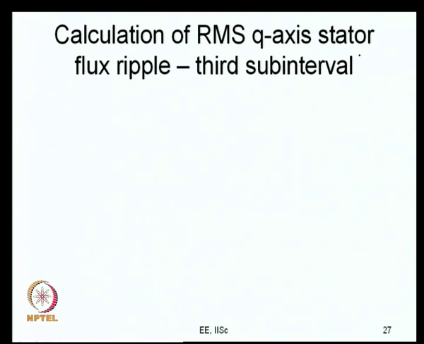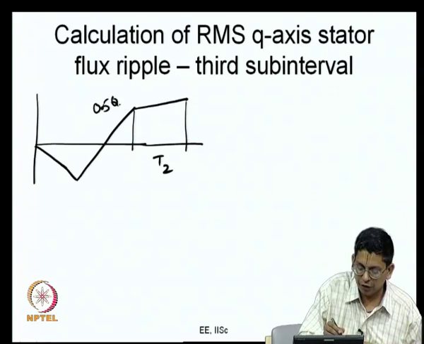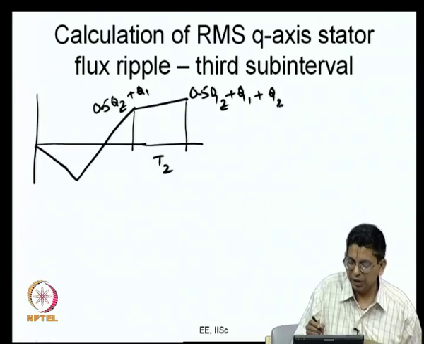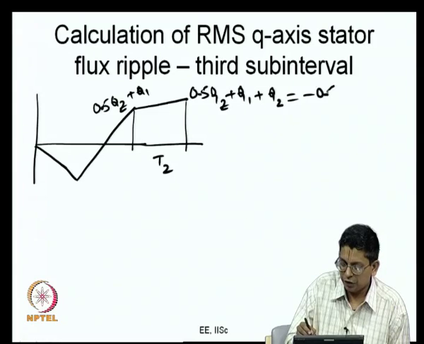The same way, if you go to the third subinterval, it will look like this. It changes like this and then it goes up. The third subinterval, in the specific example we found, was more or less flat. This is T1. Here you have the value 0.5 Qz plus Q1. Here you have the value 0.5 Qz plus Q1 plus Q2. You will interestingly find that this whole thing is equal to minus 0.5 Qz.